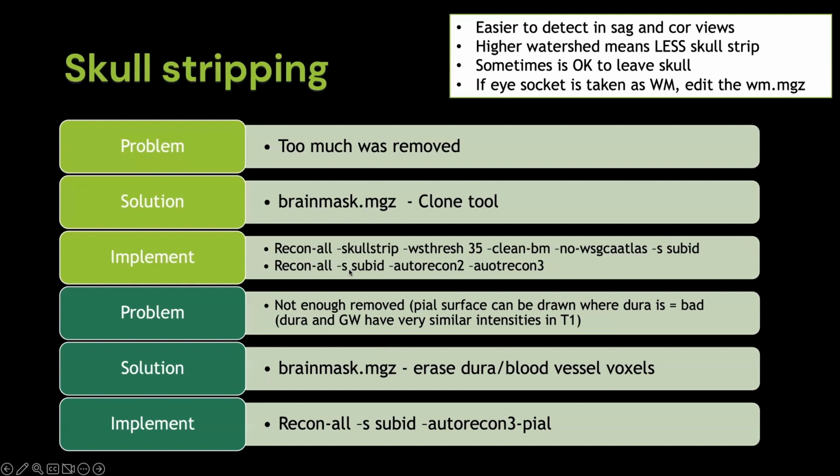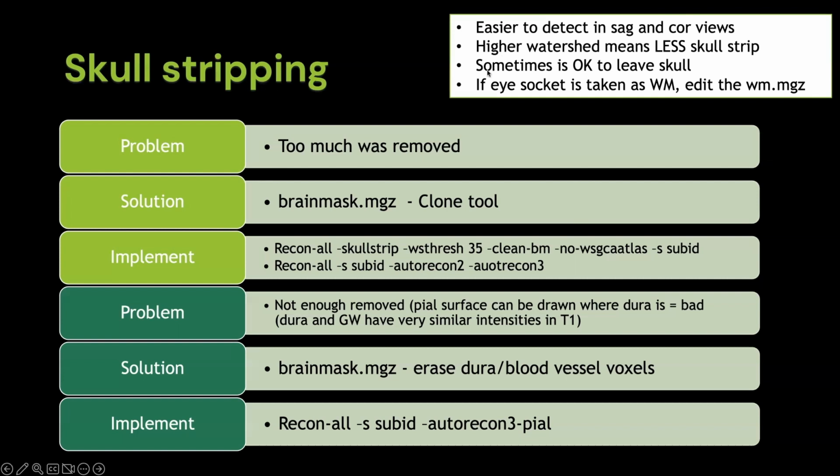Now, sometimes it's easier to just change the threshold for the skull stripping, in case too much or too little was removed. For that, you're going to be using a watershed, and a higher watershed means less skull stripped. So overall, if you see that most of the subjects have tons of skull that was not removed, or that too much was removed, you can just go back and change this watershed, and that will be applied to all of the subjects. These errors are easier to detect in the sagittal and coronal views.